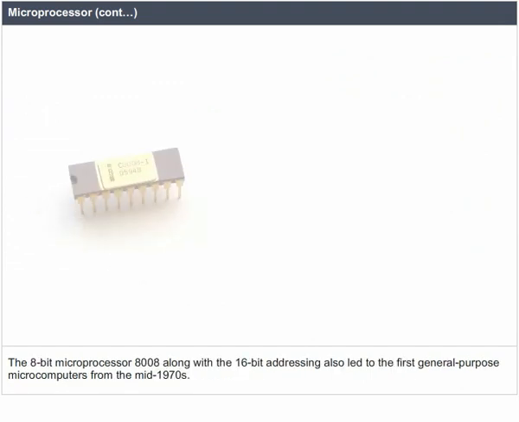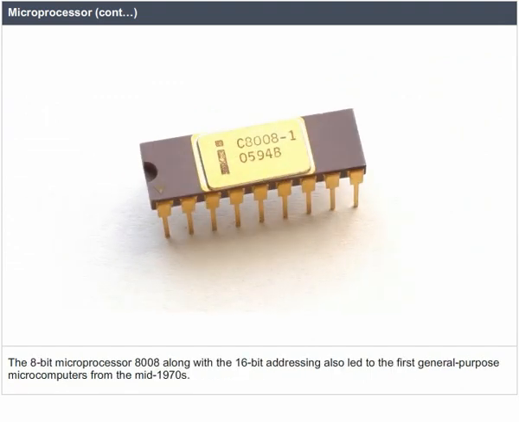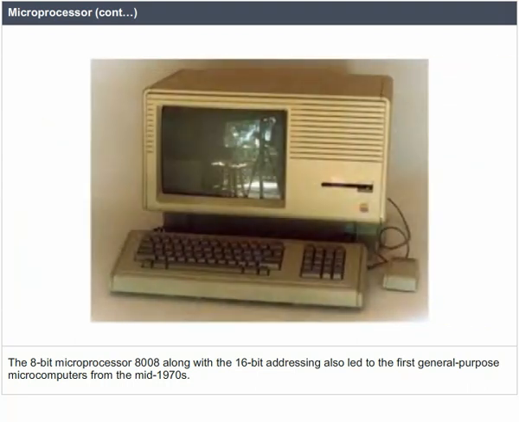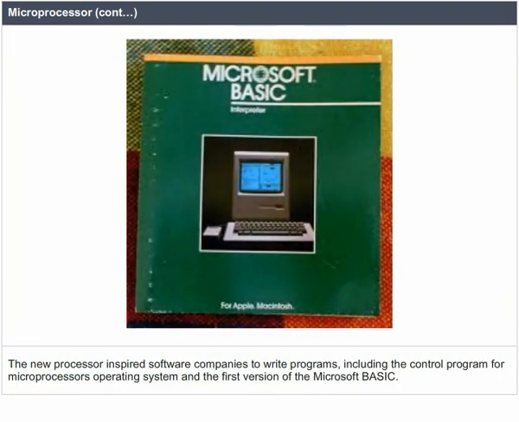The 8-bit microprocessor 8008, along with the 16-bit addressing, also led to the first general-purpose microcomputers from the mid-1970s. The new processor inspired software companies to write programs, including the control program for microprocessors operating system and the first version of Microsoft BASIC.